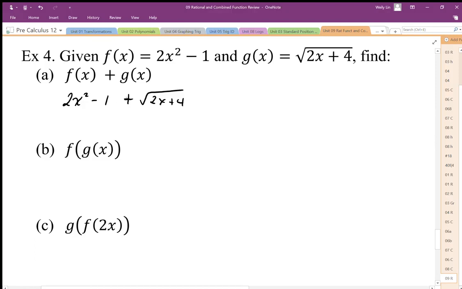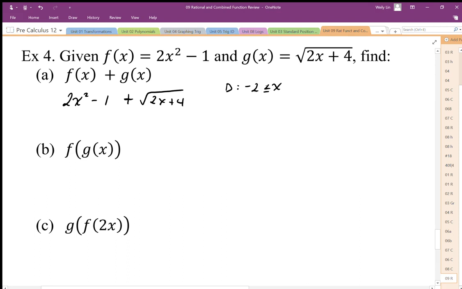Just make sure that if you have a minus here, you group everything in brackets on the other side of that minus. The domain of this function is going to be x is greater than or equal to negative 2. We choose the most restrictive domain of the two.